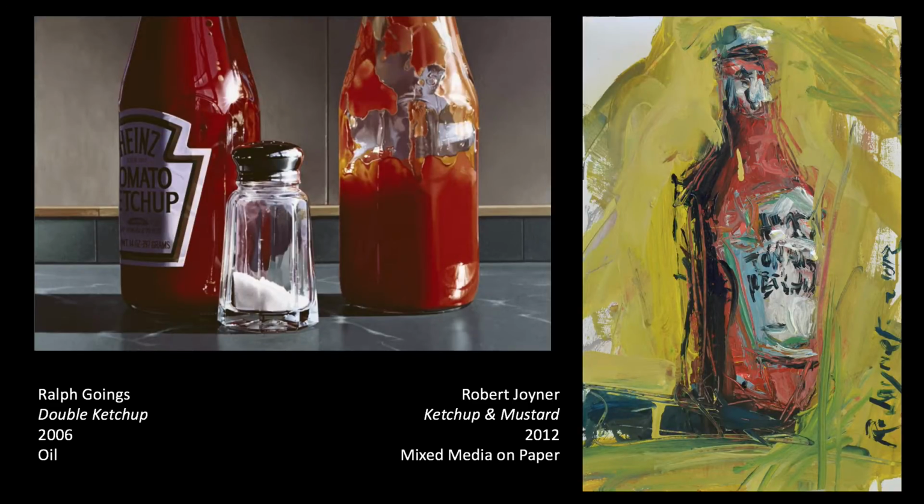And also thinking about space in terms of naturalism versus abstraction. How does space function? In the Goings, there's a clear organization of space. They're on a counter. There's a wall behind it. There's light coming from this side, casting a shadow. Whereas in this one, the Robert Joyner, there isn't even a continuation of paint on the edges of the paper. He completely leaves it open. So there is no illusion of space or kind of an articulation of space within that painting.